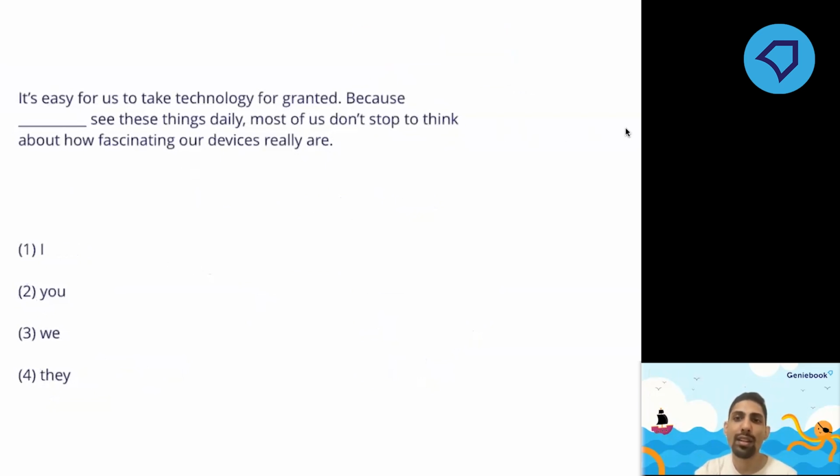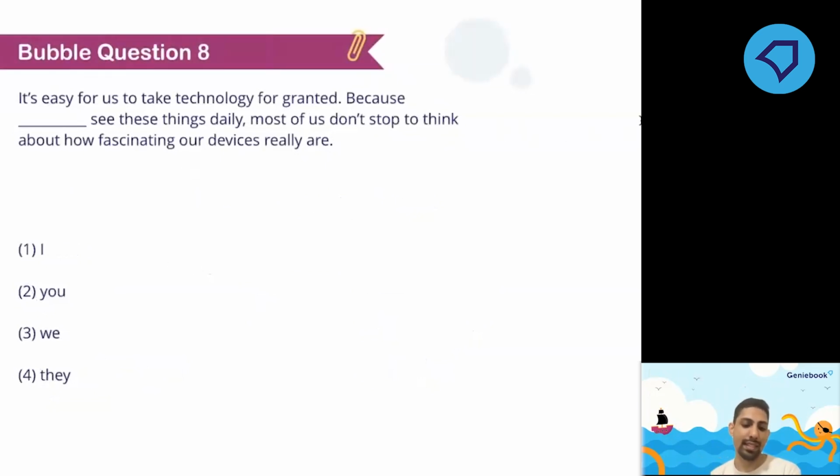The question 8: it's easy for us to take technology for granted, because we see these things daily, most of us don't stop to think about how fascinating our devices really are. I'm going to drop hints in 5 seconds. So if you really need help, then you wait. Hint time.